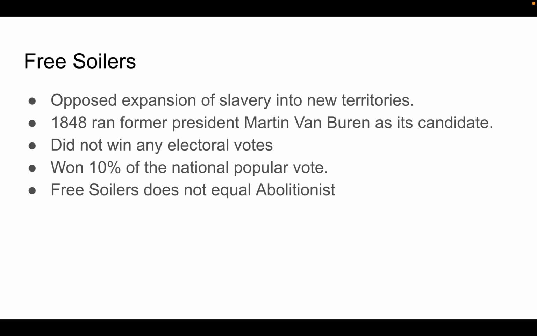Free Soilers are not necessarily abolitionists, though, right? They weren't about maybe abolishing slavery. They just wanted to not let it expand. They wanted to kind of benefit economically from small farms out in the new states, not these large slave-holding plantations.